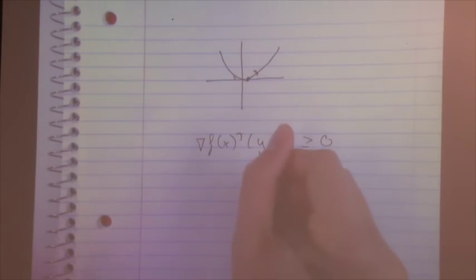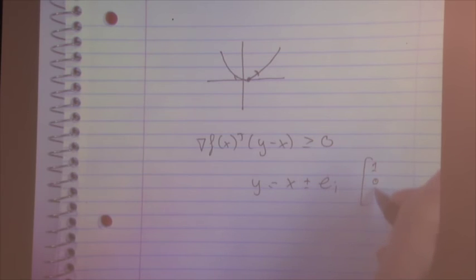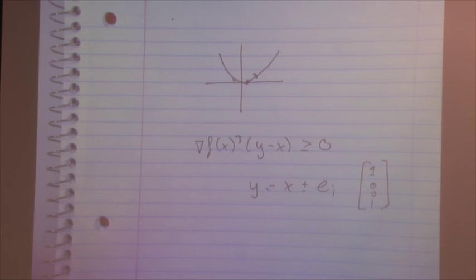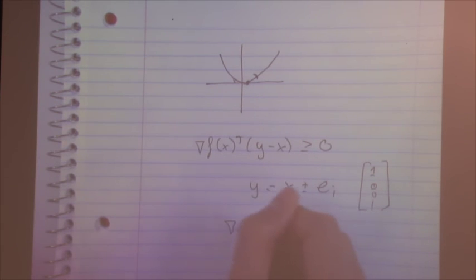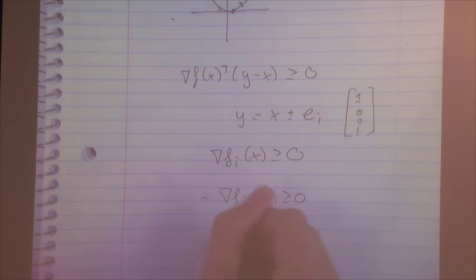What you should do is let y equal x plus or minus e_i, where that's a standard basis vector, 1 on the ith dimension and 0 elsewhere. Then what you wind up with is the ith element of the gradient has to be greater than or equal to 0, and the negative ith element of the gradient has to be greater than or equal to 0. So you can do this for every element and show that they all have to equal 0.